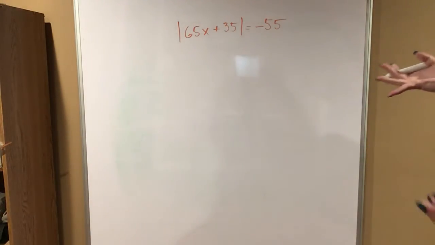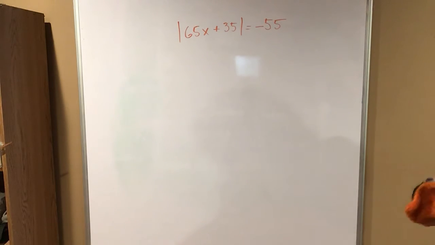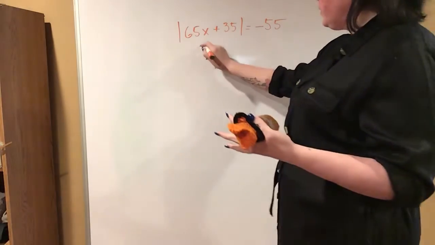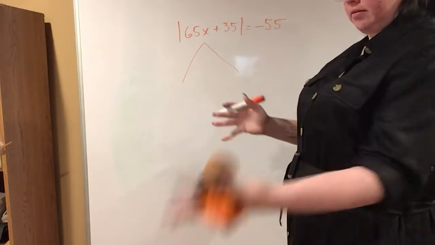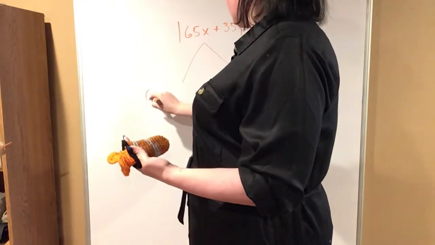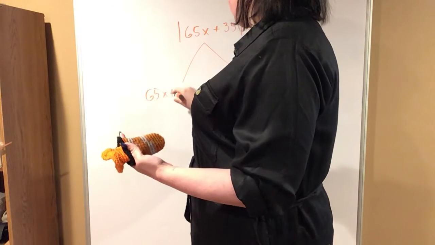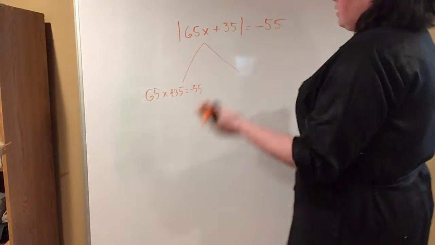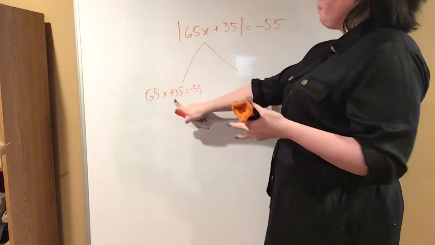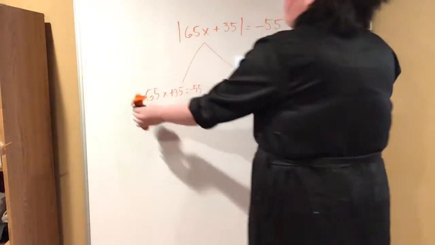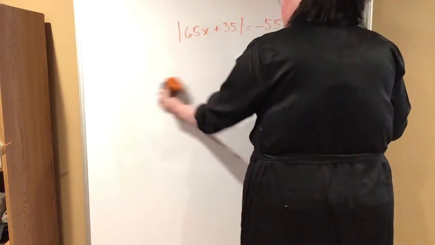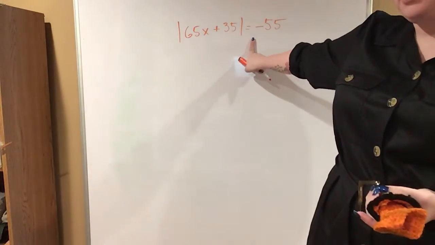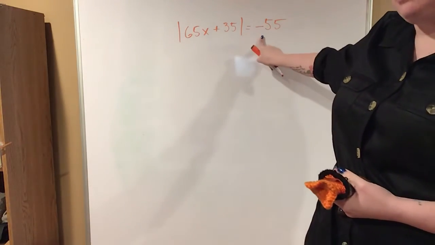I'm seeing stuff right here off the bat. If I were to do this equation where I did it last time, or I'm going to take them like this and split them, where I have 65x plus 35 equals negative 55, our problem here is, if I were to minus 35, it's going to go more negative. We cannot do an absolute value equation if it is equaling a negative number.